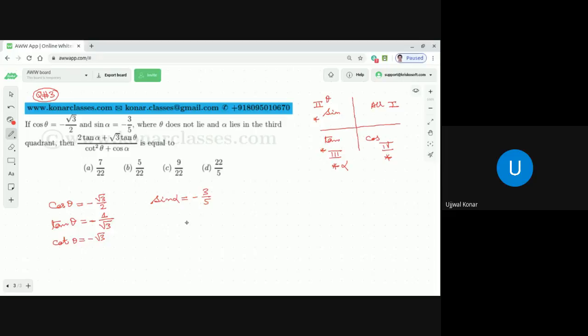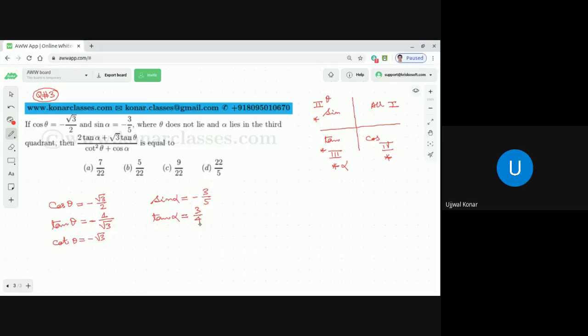Sin alpha is given. You can find cos alpha. From there you can find tan alpha. So if you find tan alpha, dear student, you need to take the positive value, because tan alpha is positive as alpha is in the third quadrant. So what is the value of tan alpha you will get? Tan alpha you get 3 by 4.